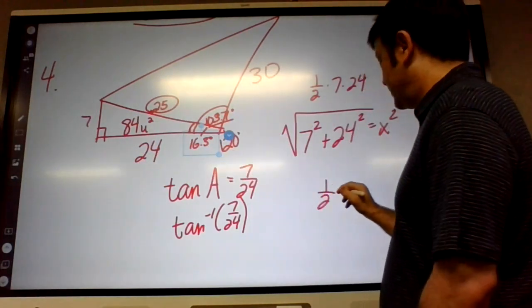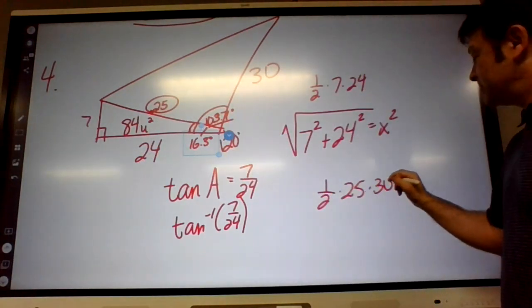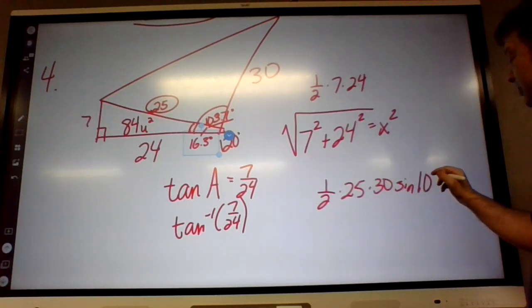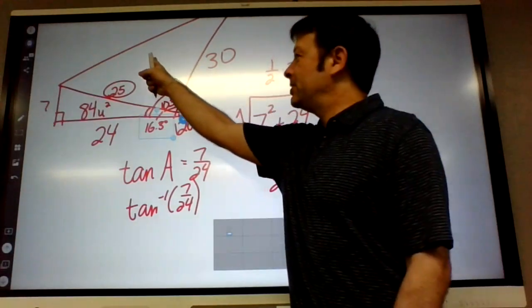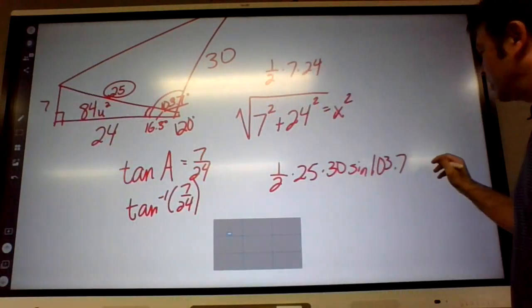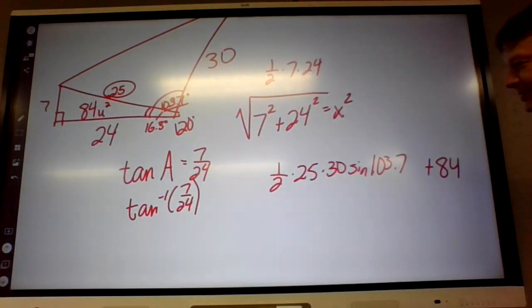All right, so now we have side angle side, and we can use that little formula. So it's 1/2 times side, times side, times sine of 103.7. Whatever that is, that would be this area, so we'd add 84 to that, and that would be our answer.